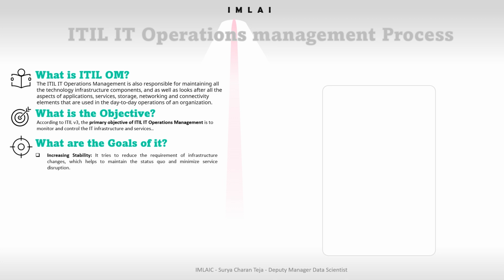The main fundamental goal of ITOM is to increase the stability of the operations, IT operations. So it tries to reduce the requirement of infrastructure changes. That's the main point, which helps to maintain the status quo and minimize service disruption. And the second one that we have is to continually improve the service. So it tries to improve the IT infrastructure service quality by placing necessary change requirements.